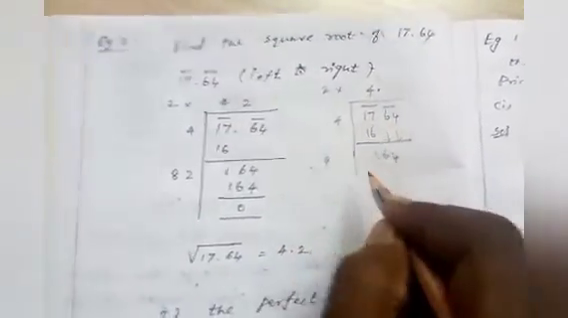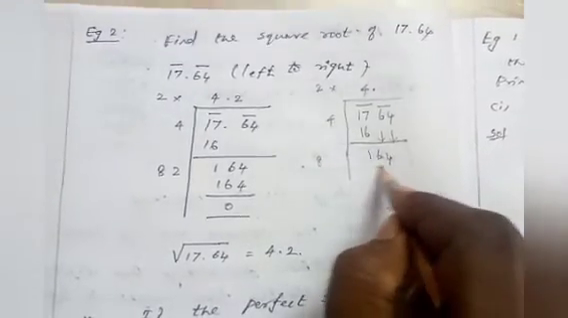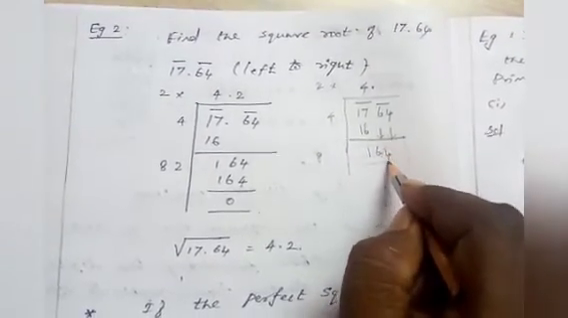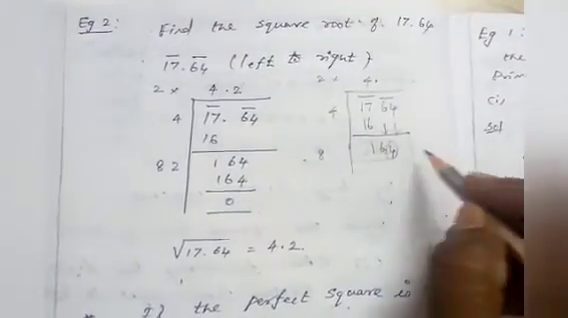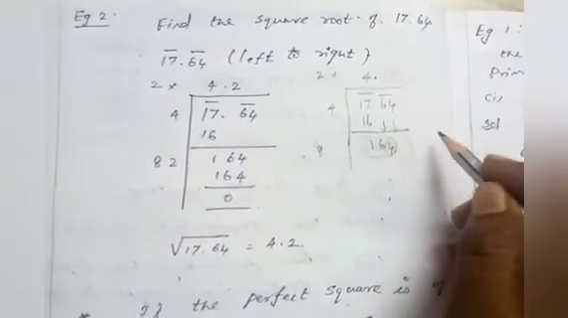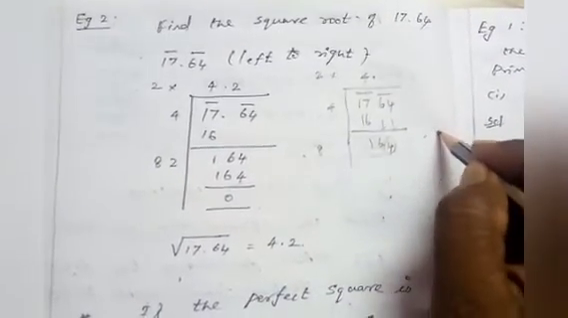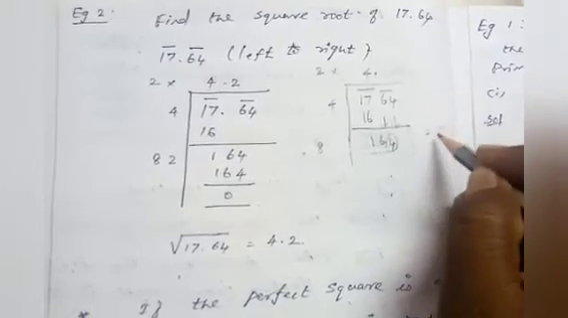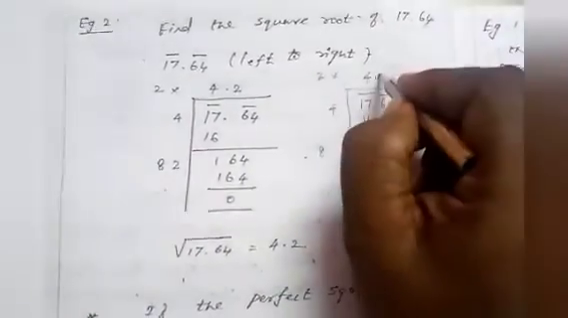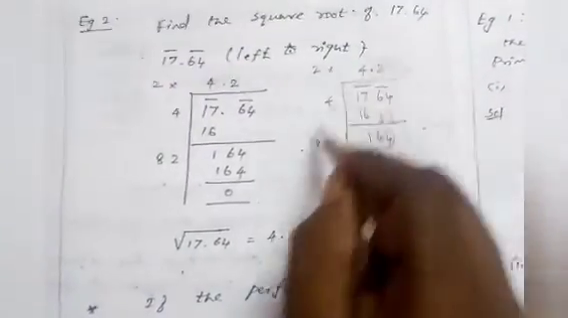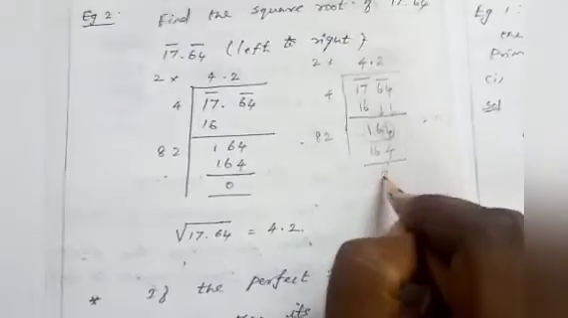Next, here we have 164, and the unit place is 4. We know that the ones place of the square number is 4, so the ones place of the square root is 2 or 8. Now substitute any one number. I substitute 2, and 2 also in the divisor. Now multiply 2 into 82. 2 twos are 4, 8 twos are 16. So the remainder is exactly 0.